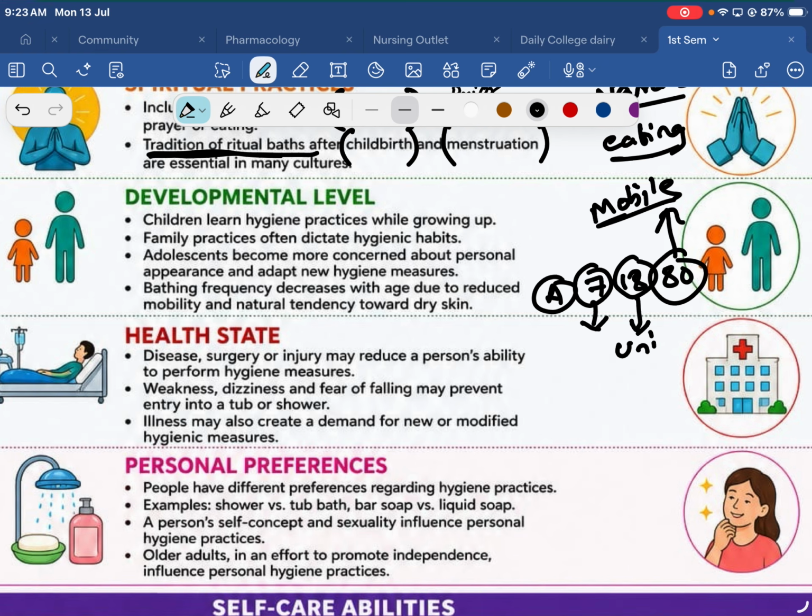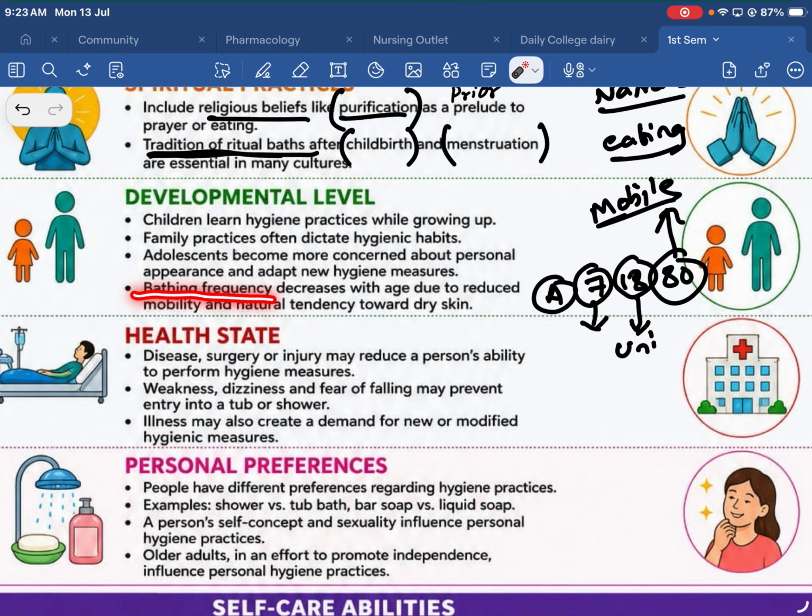So they can't take a bath daily. Sometimes they may also forget due to the aging problem. So this happens with age. As age increases, there is a decrease in hygienic or bathing frequency. You can see here, bathing frequency decreases with age. That means as the age increases, bathing frequency decreases.